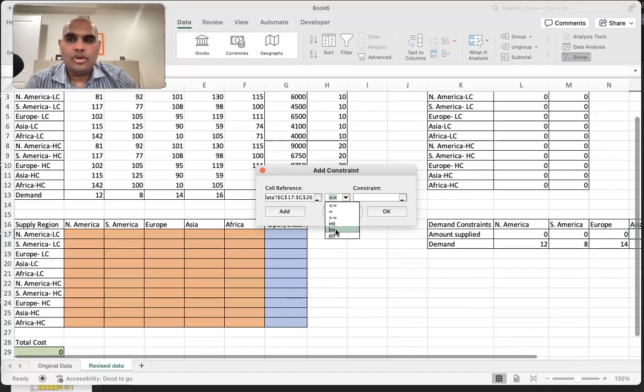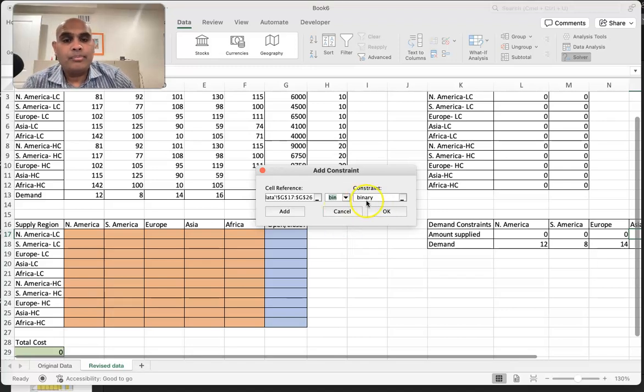Binary is binary 0, 1, which is what we are going to choose. There's also a third type called diff. Diff is where instead of using 0, 1, you might want to use 1 minus 1. So sometimes it makes sense to define decision variables as 1 minus 1 instead of 0, 1, but we are doing 0, 1, so I'm going to choose bin.